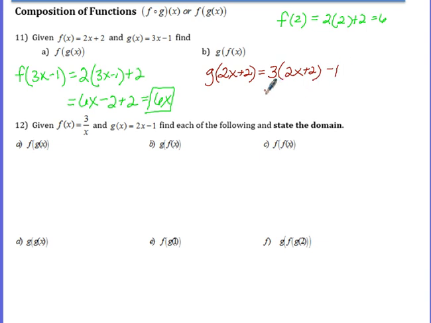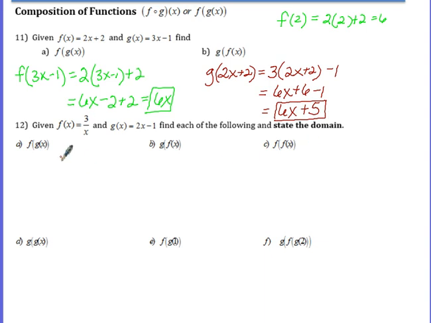Now distribute and combine like terms. 6x plus 6 minus 1. Last little step here. 6x plus 5. Again, it's not going to be a nice pretty number with these composition of functions, and that's fine. So g of f of x is 6x plus 5.